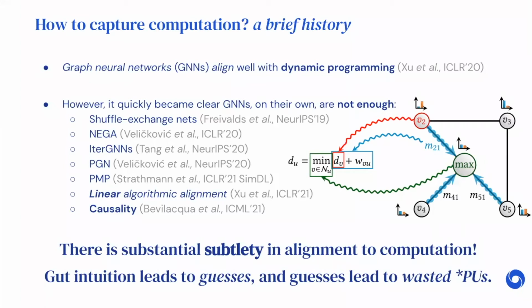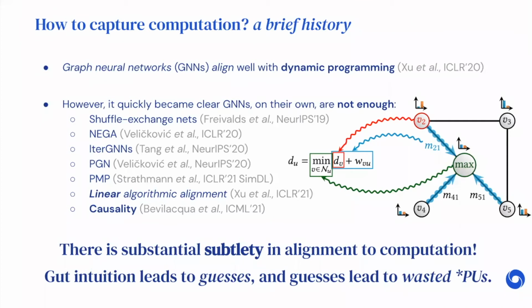And what this tells me, at least, is that there seems to be a lot of subtlety in alignments to computation. Like, it's not enough to just say you should use GNNs for this. You need to subtly adapt the GNN to the problem you care about. And whenever you have to do this without a rigorous theory to guide you, that means that you have gut intuition, which can often lead to guesswork. And as we know, guesswork can often lead to wasted GPUs, TPUs, and these kinds of resources.